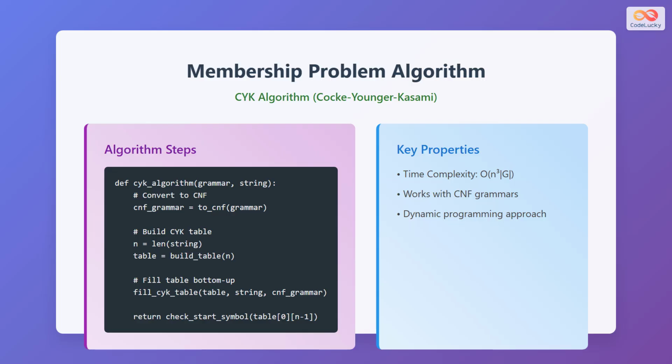The time complexity of this algorithm is order of n cubed multiplied by the size of G, where n is the length of the input string and G is the grammar. This algorithm works specifically with grammars in Chomsky normal form and uses a dynamic programming approach.